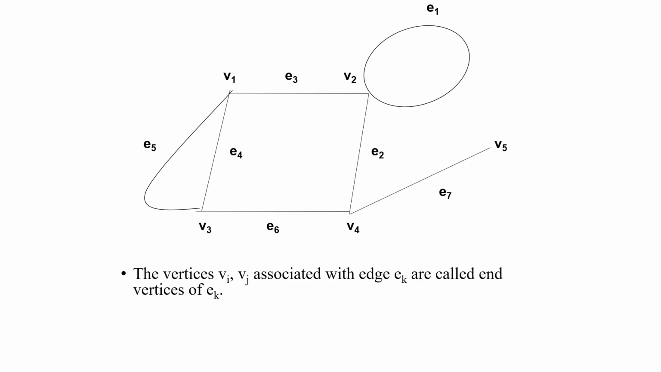Here you can see an example of a graph. V1, V2, V3, V4 and V5 are the vertices of this particular graph. E1, E2, E3, E4, E5, E6 and E7 are the edges. The vertices Vi and Vj associated with Ek are called end vertices of an edge. In this particular graph, V1 and V2 are the end vertices of E3, V4 and V5 are the end vertices of E7, and so on.